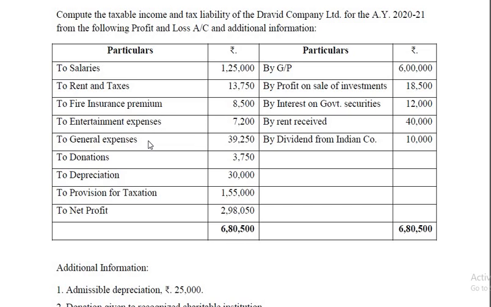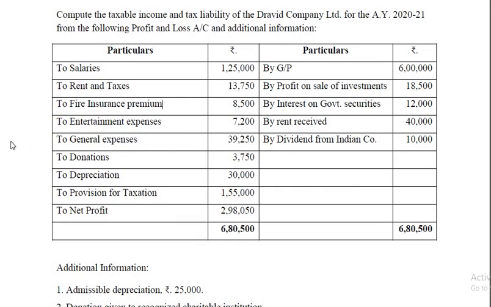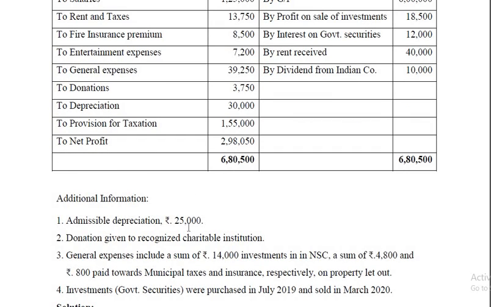General expenses: here two items are to be added back. One is NSC. Then the next one is 4,800 municipal taxes and 800 insurance in respect of let out property. So altogether three items are to be added back. Depreciation, okay, 30,000 add, then 25,000 deduct.